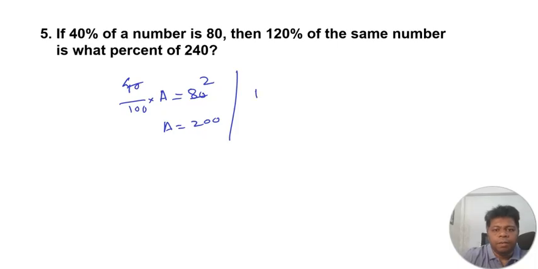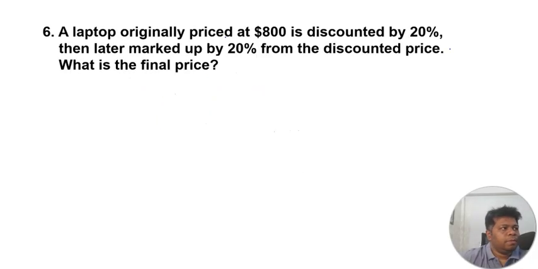120% of the same number. So 120% is 120 by 100 into 200. So what is that? We can find out. So this is 240. Now what percent of 240? So 240 is what percent of 240, over 100%. So the answer is 100%. Okay. Now we'll go to next question.